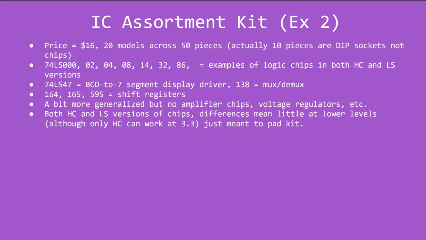The second kit I looked at is about 16 USD. It's 20 models across 50 pieces, but actually 10 of those are DIP sockets, which again might be useful if you get into soldering or whatever. You've got a bunch of logic chips, but they also have them in both HC and LS forms. And honestly, with very basic hobby electronics, the difference isn't going to mean much. But if it does, then we've got a display driver, a multiplexer, a demultiplexer. We've got three different types of shift registers: the 595, but also the 164 and the 165.